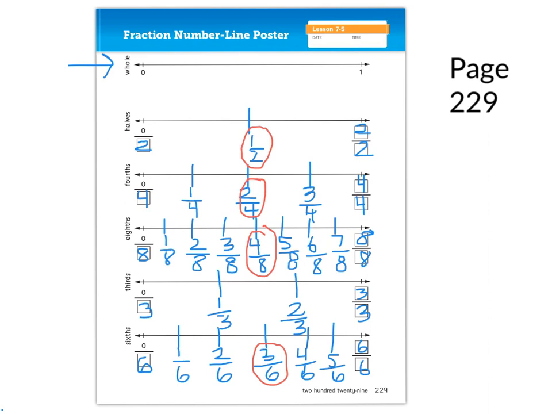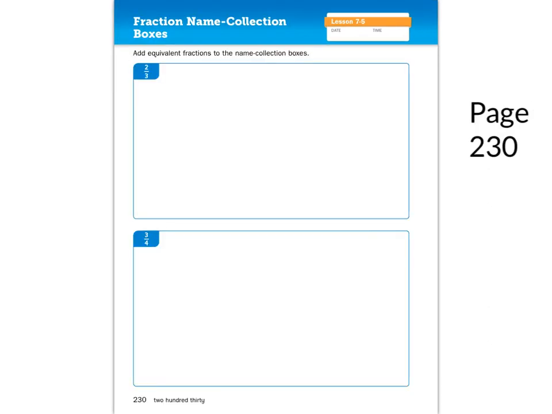I'm going to switch to green. I see that 1/4 is equivalent to 2/8. I also see 3/4 is equivalent to 6/8. Switching to yellow, I see that 1/3 is equivalent to 2/6, and I see that 2/3 is equivalent to 4/6. So there's a little bit of some equivalent fraction work.